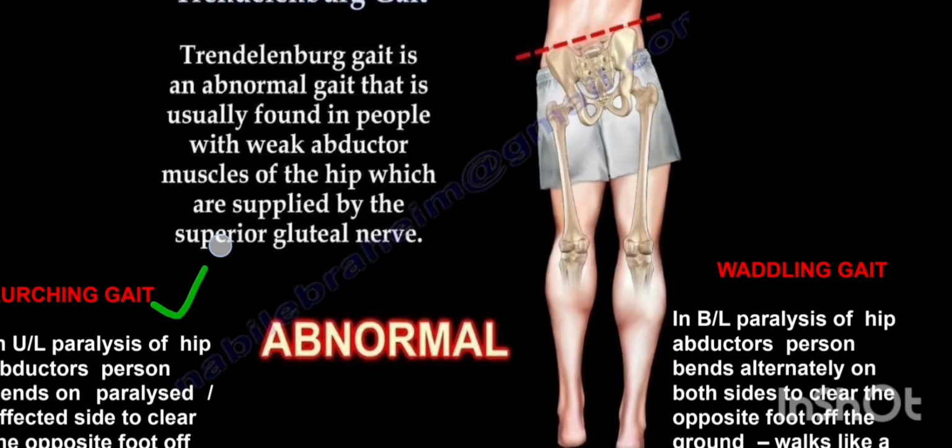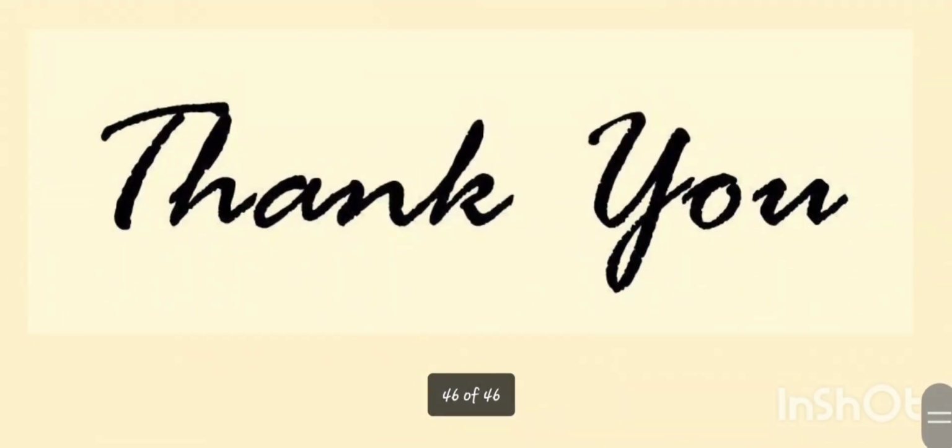We have two gaits, the lurching gait. The Trendelenburg sign is positive when there is dislocation of the hip joint, or paralysis of the gluteus medius and minimus muscles. So a lurching gait can be seen in this particular person. So these are all about the gluteal region.